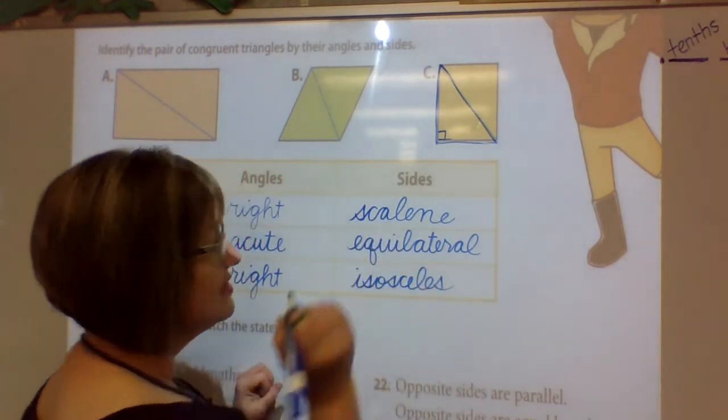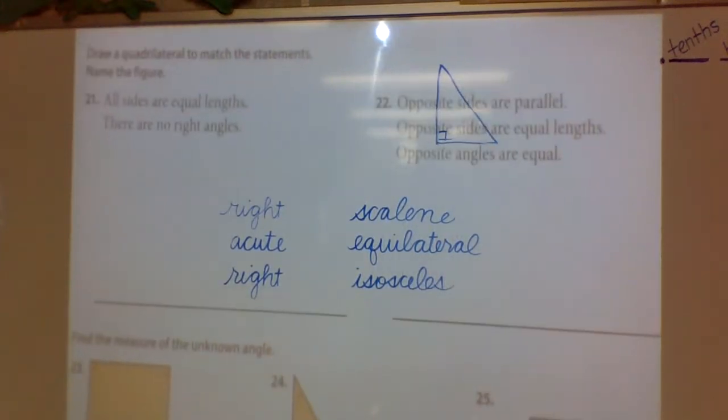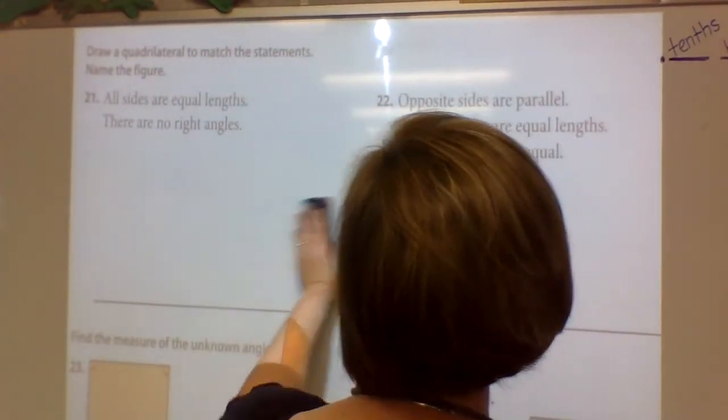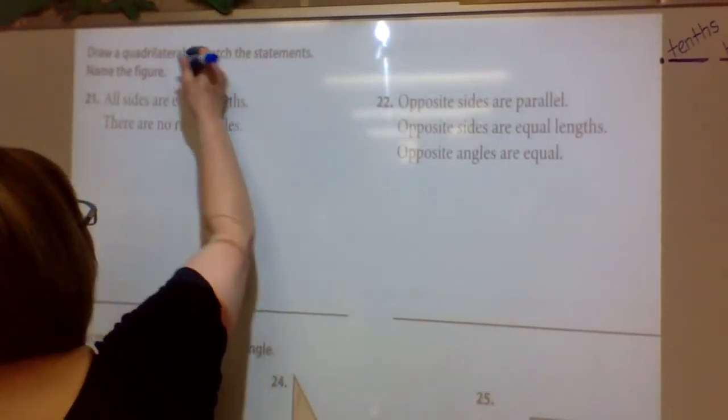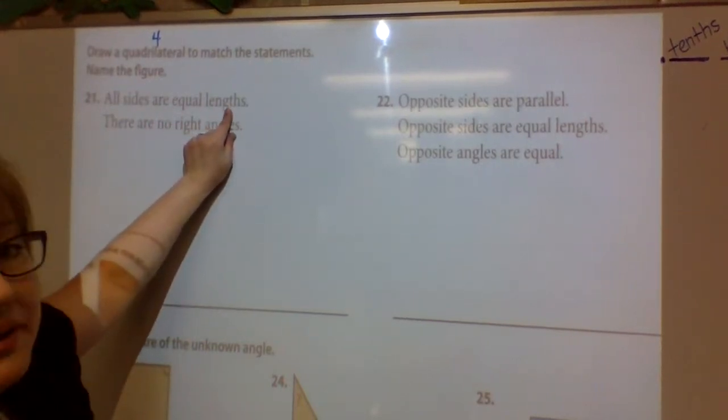Isosceles. Okay? That one's kind of hard. I'm glad I didn't leave that one for you. Okay, then it says to draw a quadrilateral to match the statements. Remember, a quadrilateral is like a rectangle. It just has four sides. Okay? It says all sides are equal.